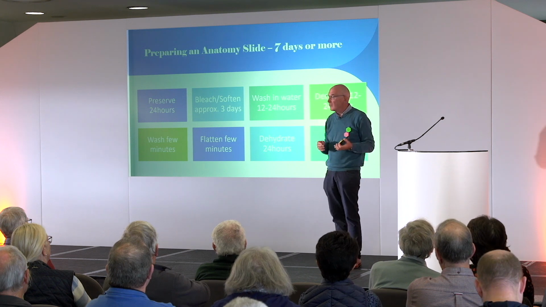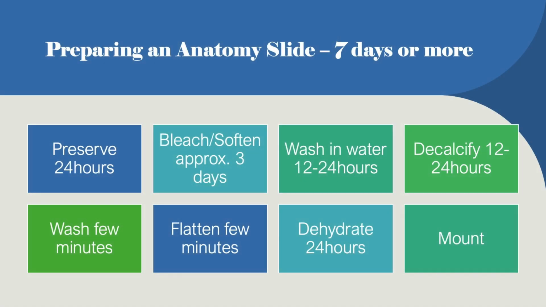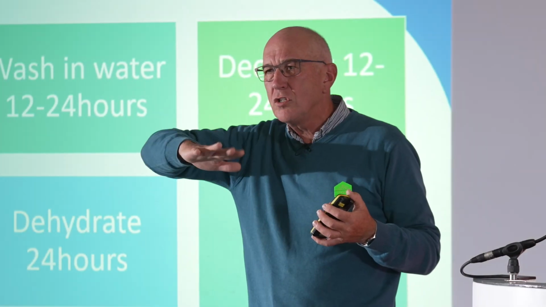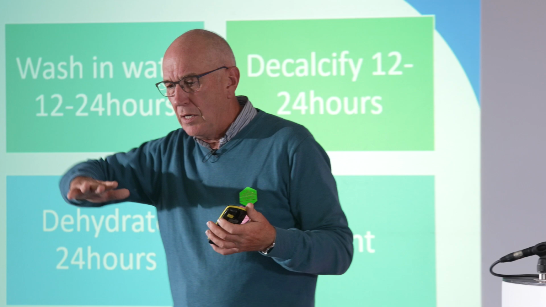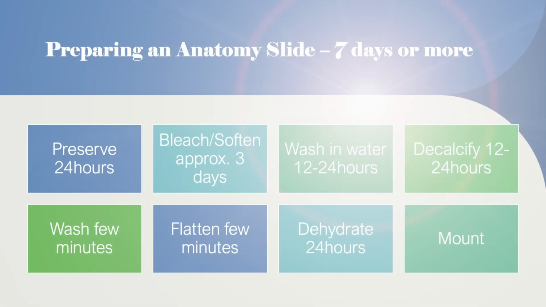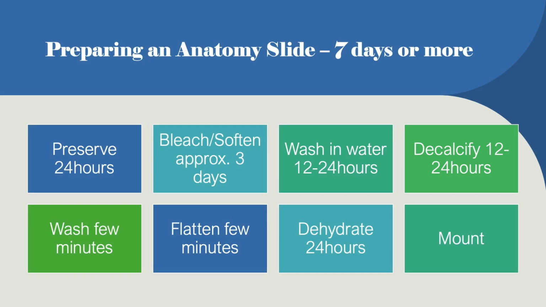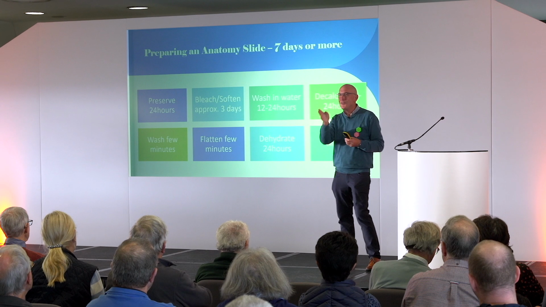You can't tell. You wash it, and then you've got to decalcify it. You've got calcium inside the tissues, and you've got to decalcify it. You want to basically have a soft, pliable specimen to be able to work. You wash it, then you flatten it, and I'll show you how I flatten them. Dehydrate them so they're dry, and then you mount them. So you've gone through the 7 days.